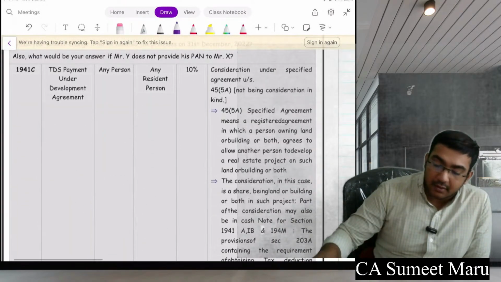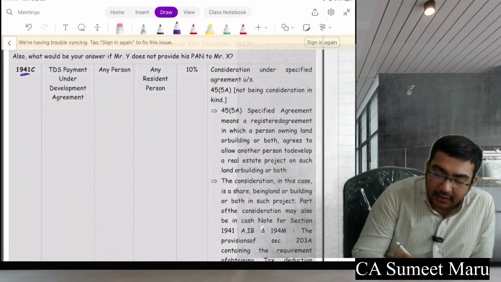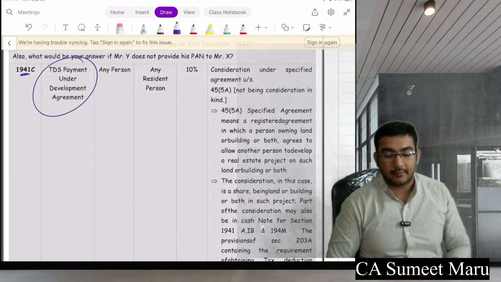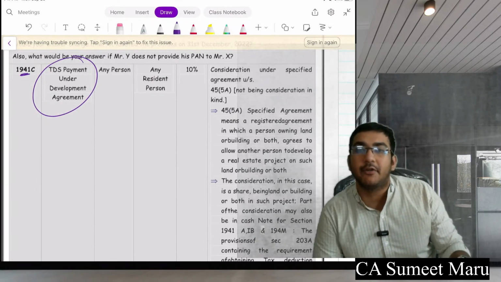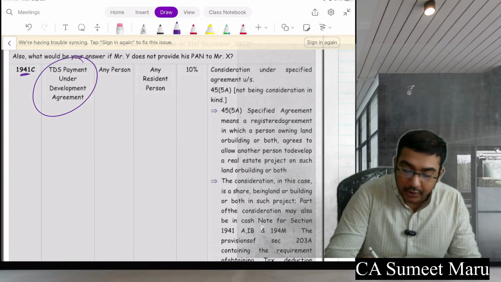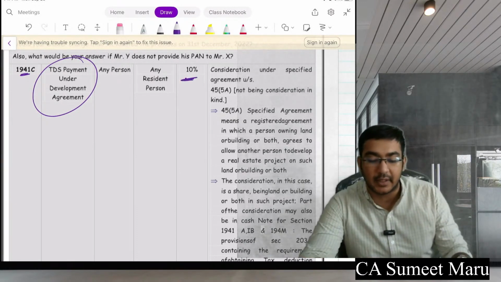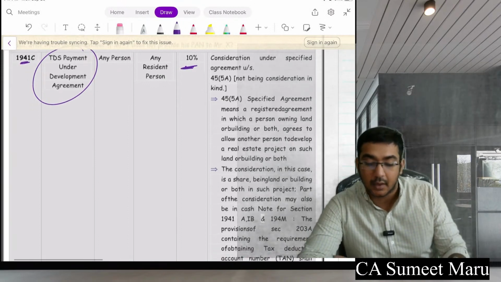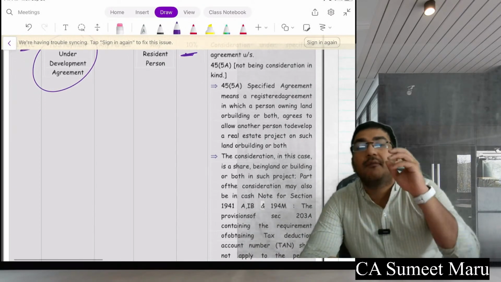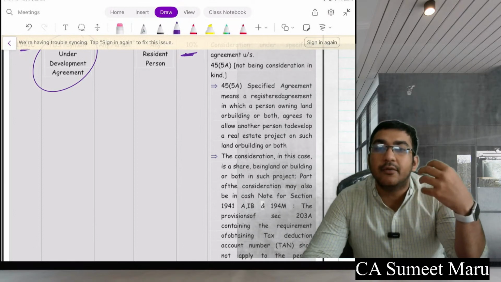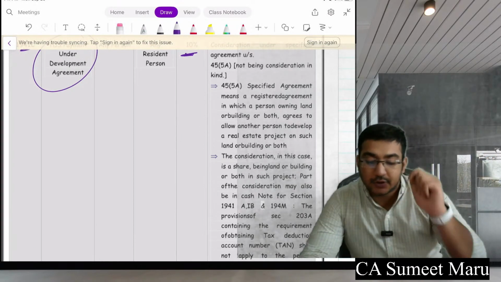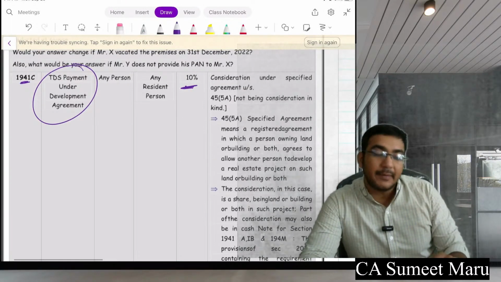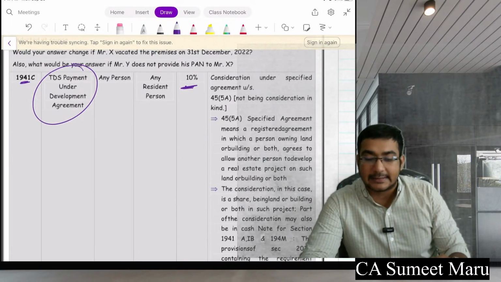Next section is 194IC, TDS under development agreement. So this is for a joint development agreement. If anyone gets into a joint development agreement, then 10% TDS has to be done at the time of payment. What happens is the builder doesn't only give some flats to the owner of the land, but he also gives some consideration to him. So whatever the consideration is, 10% TDS is applicable on this consideration. That is 194IC.